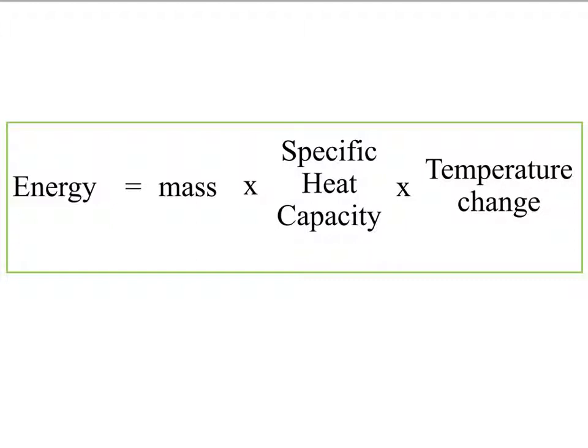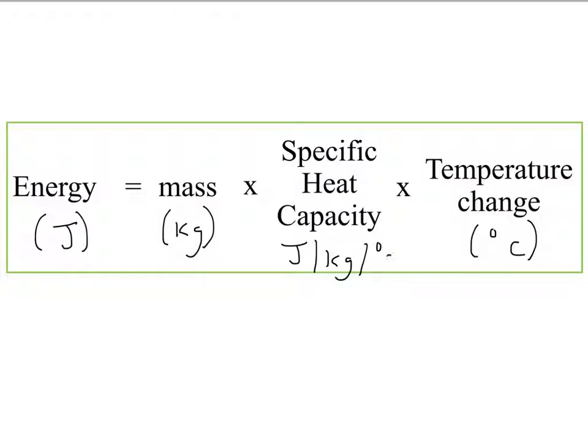So let's go through the standard units for each of these. Energy is measured in joules. Now mass is a slightly unusual one. Remember, the standard unit for mass is kilograms, not grams. The temperature change is going to be measured in degrees Celsius. Specific heat capacity, joules per kilogram per degree Celsius.